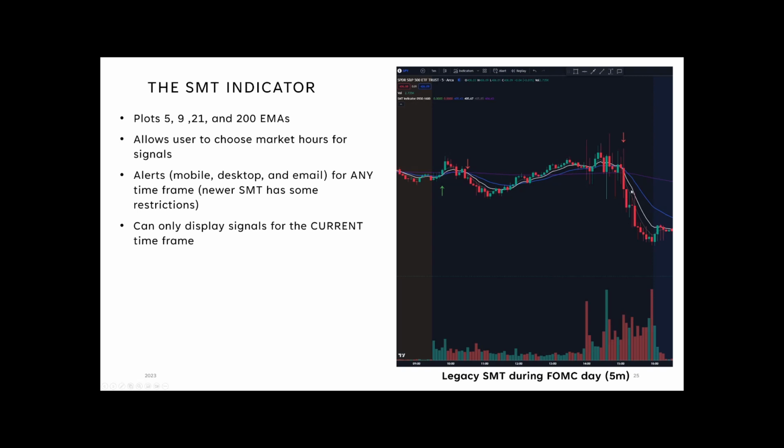and then we just ended up dumping the rest of the day, and we could have used the 9 EMA or the 5 EMA here to kind of determine the trend and bound our price action in there. And so that's how those signals can help you.